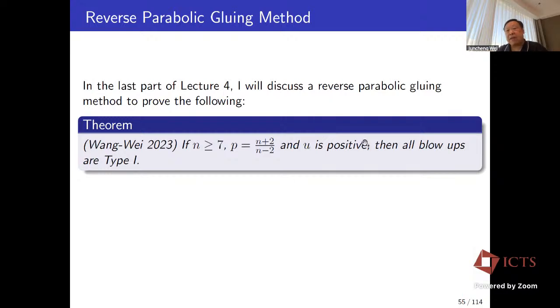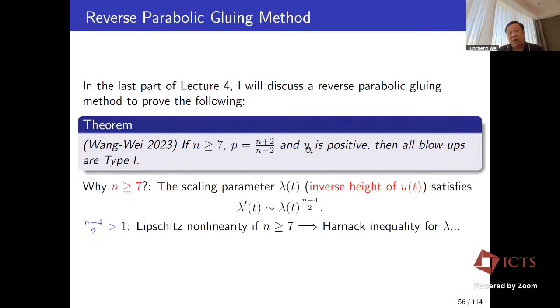So how to prove this? We prove this by the reverse parabolic gluing. We are going to analyze the solution, doing the gluing but in a reverse way. We already have a solution, and we want to see that the solution actually has an inner and an outer part, and we go back to find the dynamics. So this is the reverse parabolic gluing.